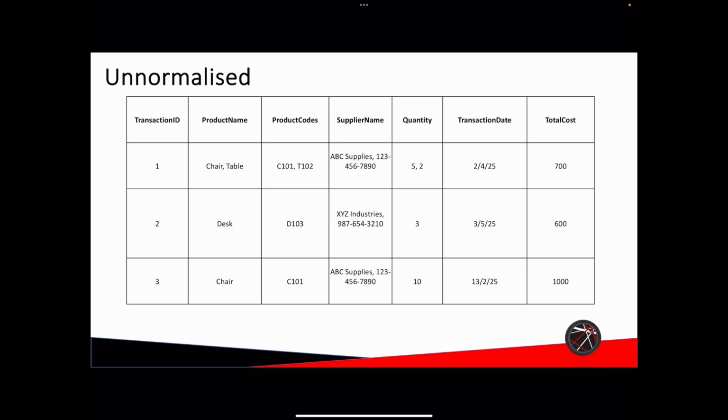The reason this is unnormalized is there's a few problems with it. For example, you can see here we've got two data items within the same field, and again here we've got two different data types in a field. That doesn't meet the rules of first normal form, and therefore we'd need to do something about that.